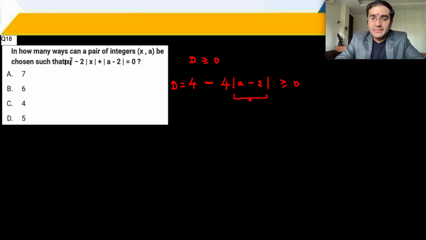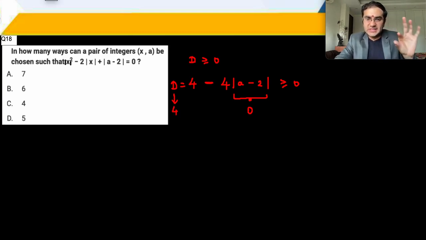This has to be greater than or equal to 0. So mod a minus 2, what are the values that it can take? Smallest integral value for mod a minus 2 is obviously going to be 0, right? And in that case, your discriminant becomes 4. So this case of mod a minus 2 equal to 0 is going to be giving me some values.